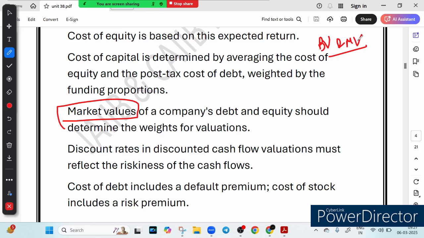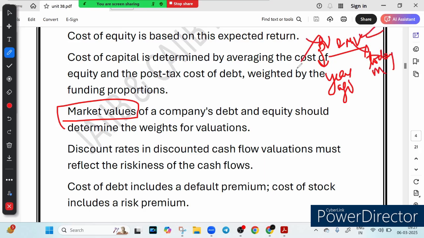That is because investors look at what the company is worth today, not what it is worth on paper a year ago. Simply, book value means what the worth of the company was when it started, a year ago, and market value means today's market value. So basically we look at this market value, not this book value.